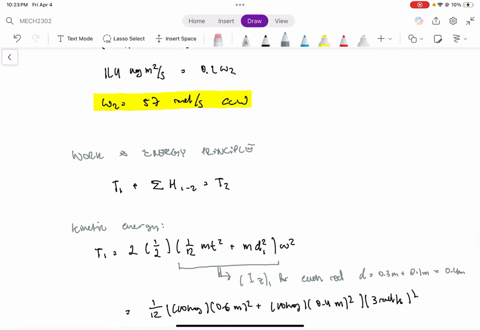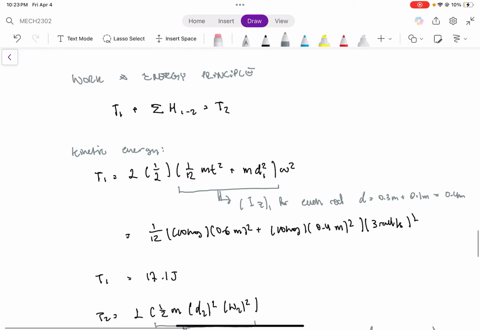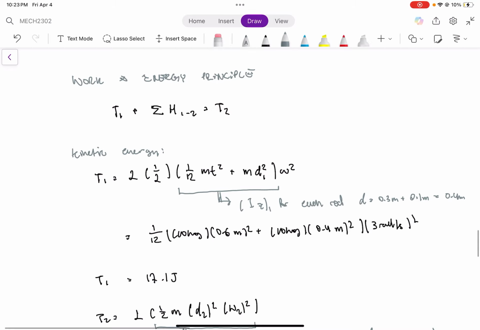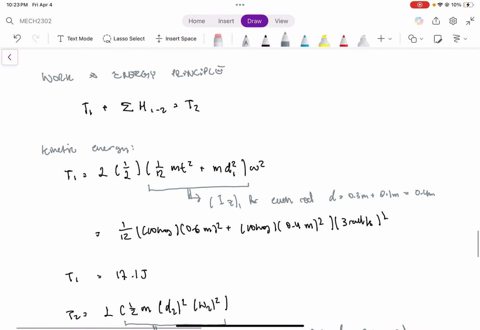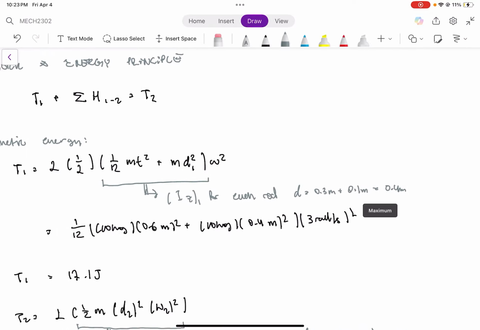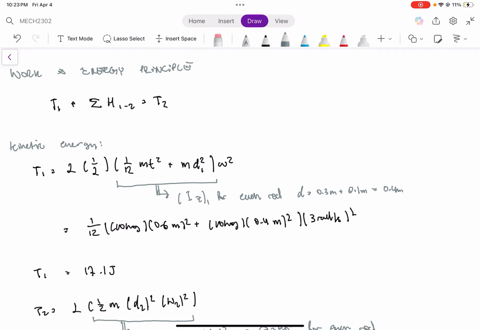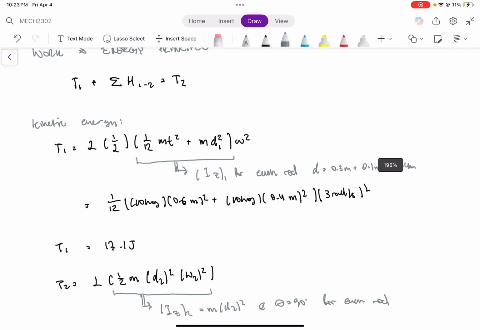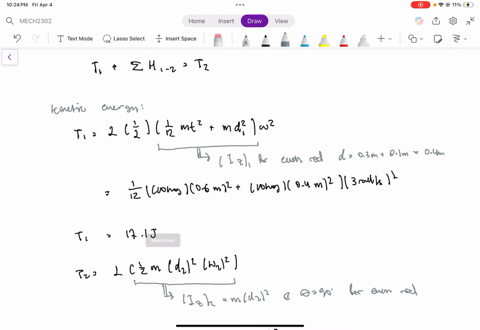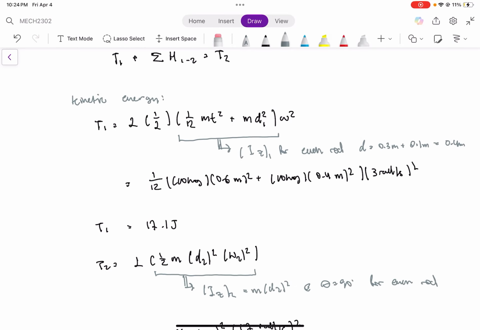Now we use the work-energy principle, which is T1 plus the work from 1 to 2 equals T2. T1 is the kinetic energy, so we do the same thing, where Iz1, the moment of inertia, for each rod is 0.4. We add every number up, and we get that T1, the kinetic energy at 1, is 17.1 joules.